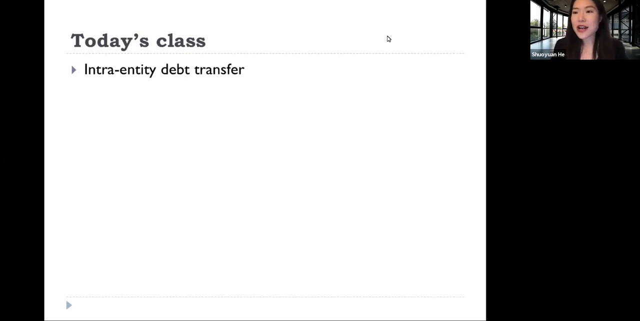Now let's look at intra-entity debt transfer. There are two types of intra-entity debt transfer. One is the direct intra-entity debt transfer. The other is the indirect intra-entity debt transfer. Please take 1 minute, try to think about what may be the difference between these two.